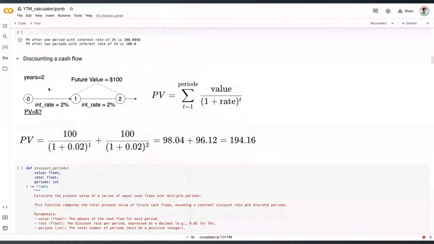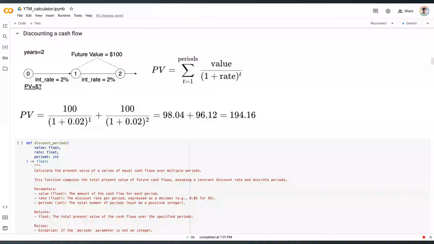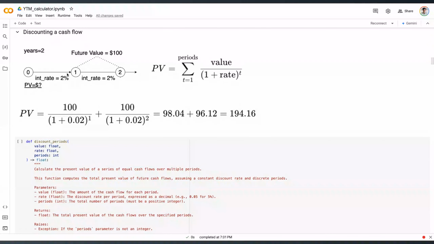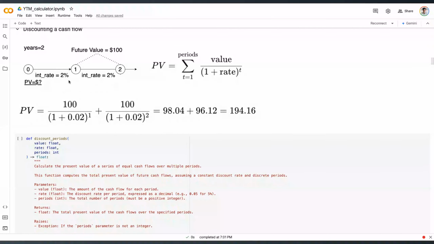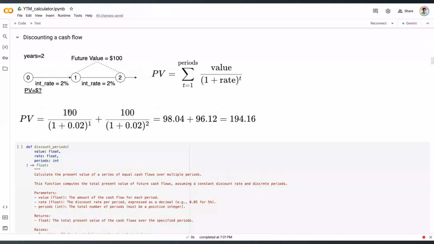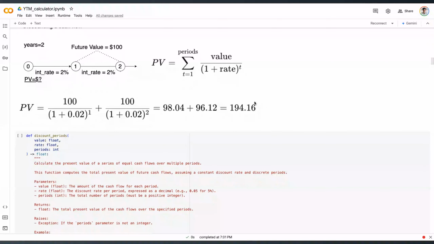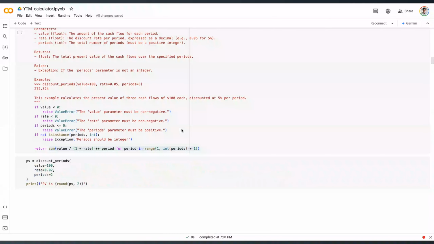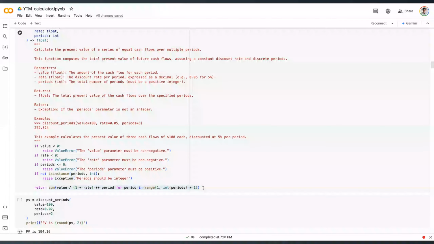Okay. How can we find the present value of a cash flow? For instance, here we expect two payments of $100, and we need to find its present value. So we discount each payment of $100, and we sum it up. That's how we get the present value of a cash flow. And the implementation in Python is super simple. It's the same thing, but you add the sum function.